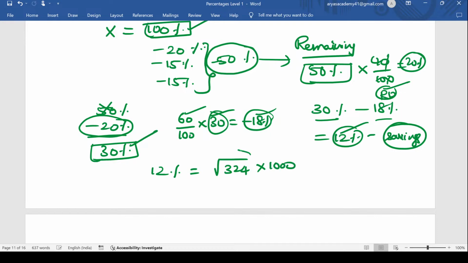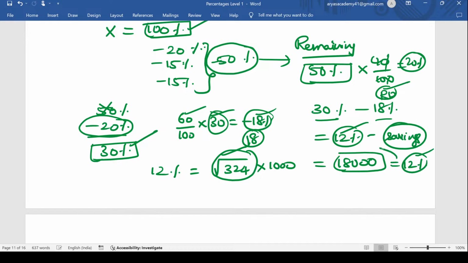If you know root of 324, it is well and good. You have to know it by heart. But if you don't know, there is a shortcut method which I have not taught you yet. But you have to know that, okay? Root of 324 is 18. So 18 into 1000 becomes 18,000. So indirectly they have communicated to you that the remaining 12% savings is equal to 18,000.